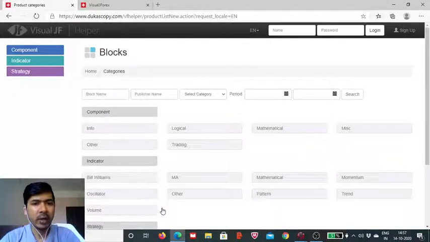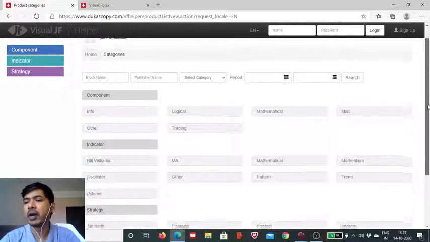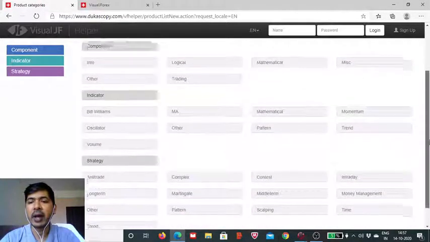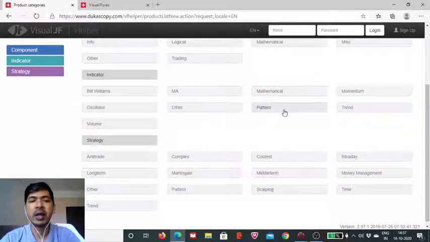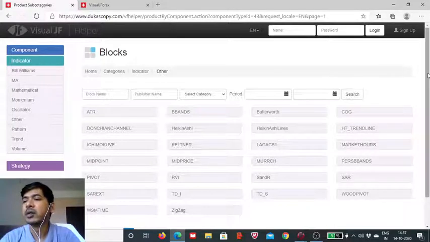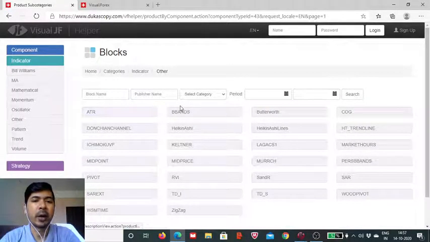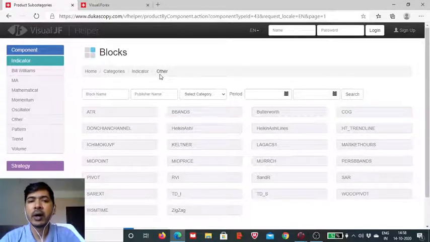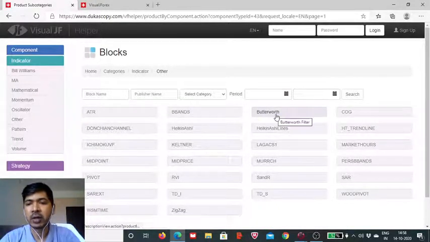So here in today's session we will see how we can utilize this indicator to design and develop the algorithmic setup on the Visual JForex platform. Then we will be running it on the JForex platform for finding the optimum entry and exit point. This is a part of the ongoing series in which we are taking a look at the various indicators. Now this indicator is classified under the other section, and it's Butterworth filter.